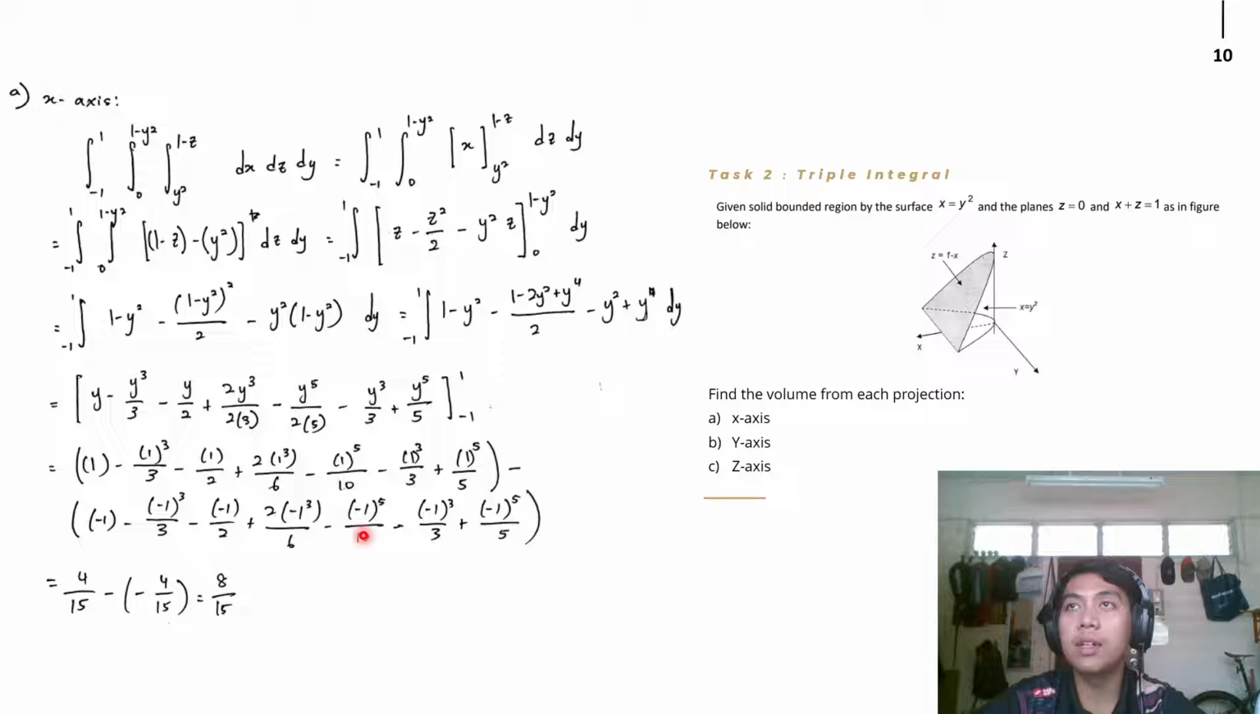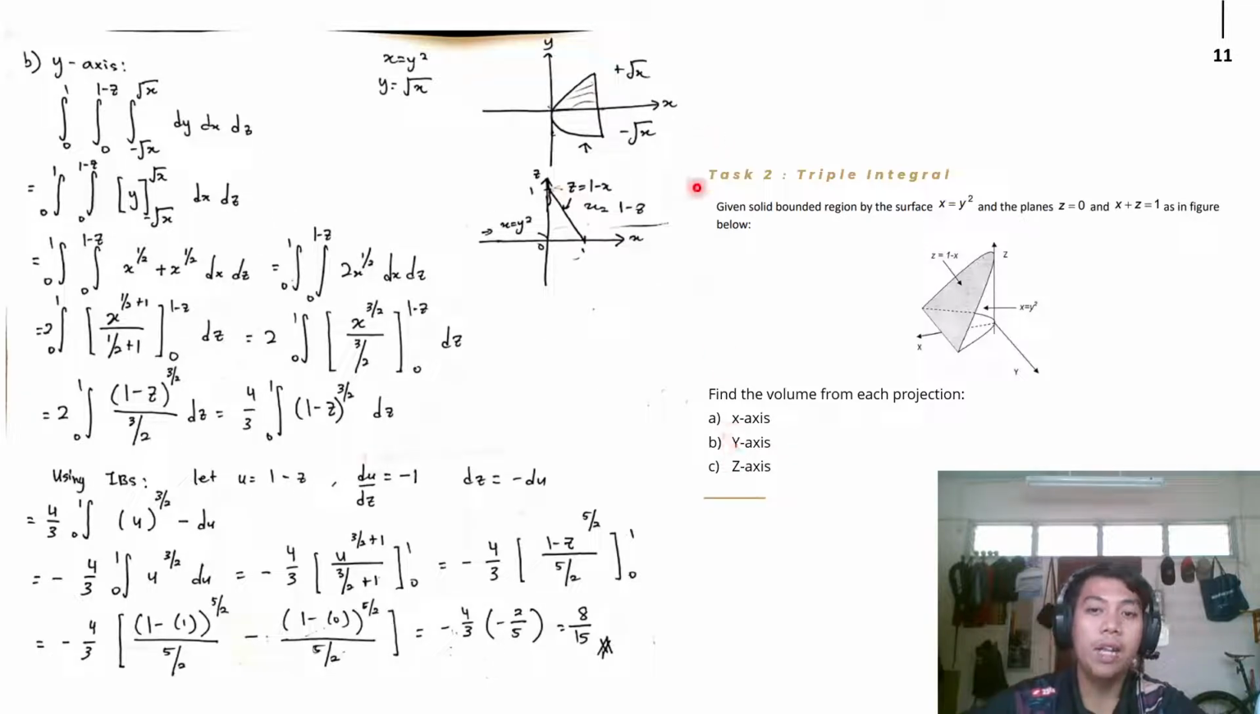This volume must be the same. This answer must be the same for all projections, because we use the same bounded region, the same shape. The volume must be the same for all these questions.